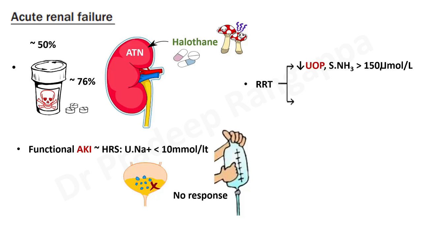acute kidney injury. And renal replacement therapy, the commonest indications for renal replacement therapy in acute liver failure is someone who remains oliguric or anuric, or where ammonia is more than 150 micromoles, or there is a jump in the serum creatinine by more than 0.3 milligram per deciliter. There are other relative reasons as to why RRT is done: when there is volume overload, when there is worsening of acidosis, or there are electrolyte abnormalities, RRT has to be considered. So these are some of the issues that we face with acute kidney injury.